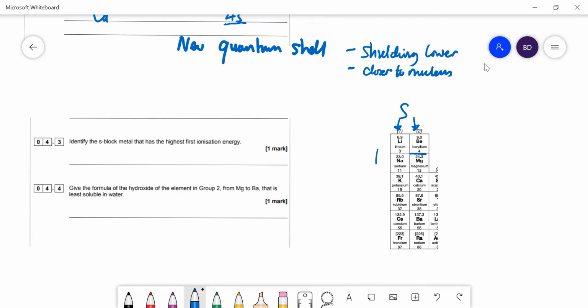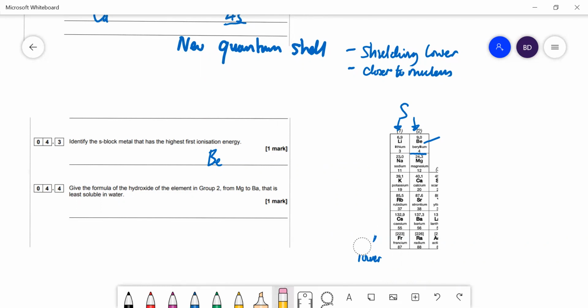And also don't forget, as you go down, it's going to get lower because you increase distance from the nucleus and increase shielding. So the answer here is beryllium is going to have the highest first ionization energy of all the s block elements.